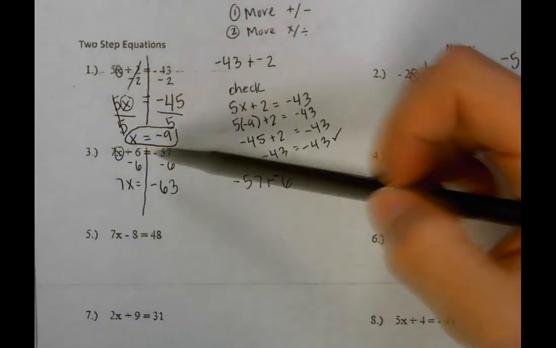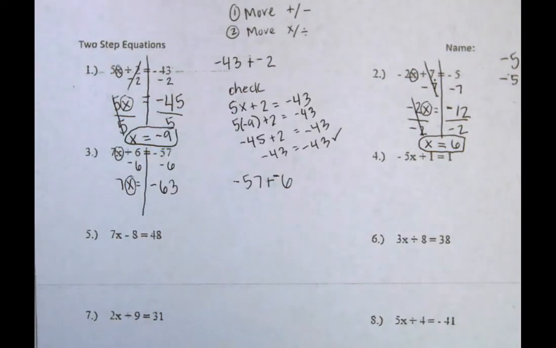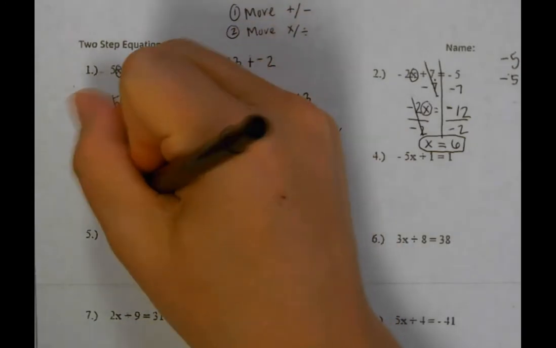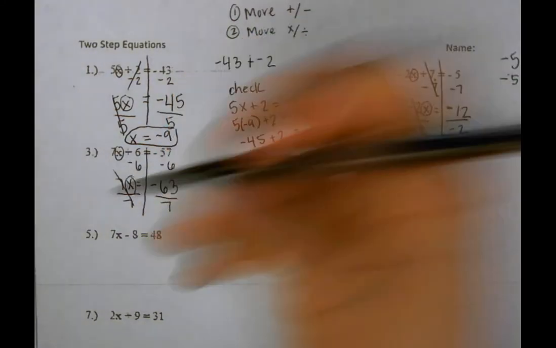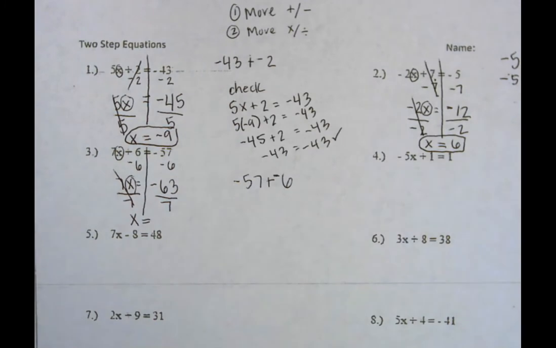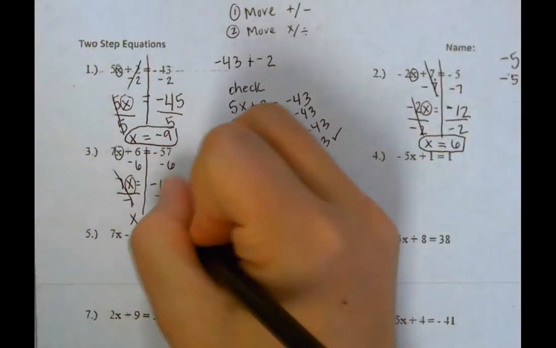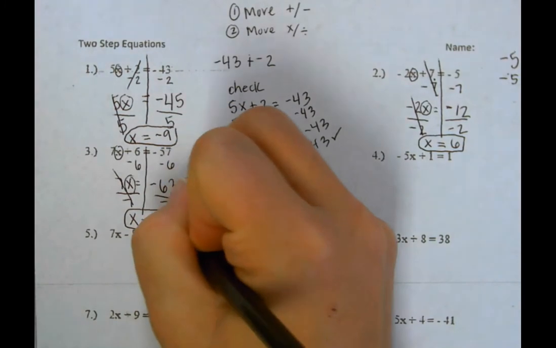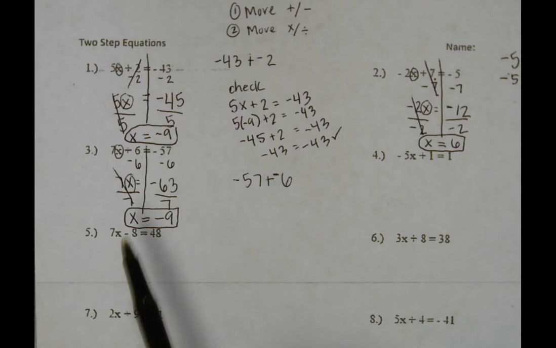Now I've moved my addition and subtraction. I still need to get this x by itself. I have 7 times x. To get rid of multiplication, I'm going to divide both sides by 7. 7 divided by 7 will cancel out to give me 1x. And then negative 63 divided by 7 will give me negative 9. So my answer here is x equals negative 9. I got the x by itself, and that told me that x needs to be negative 9.